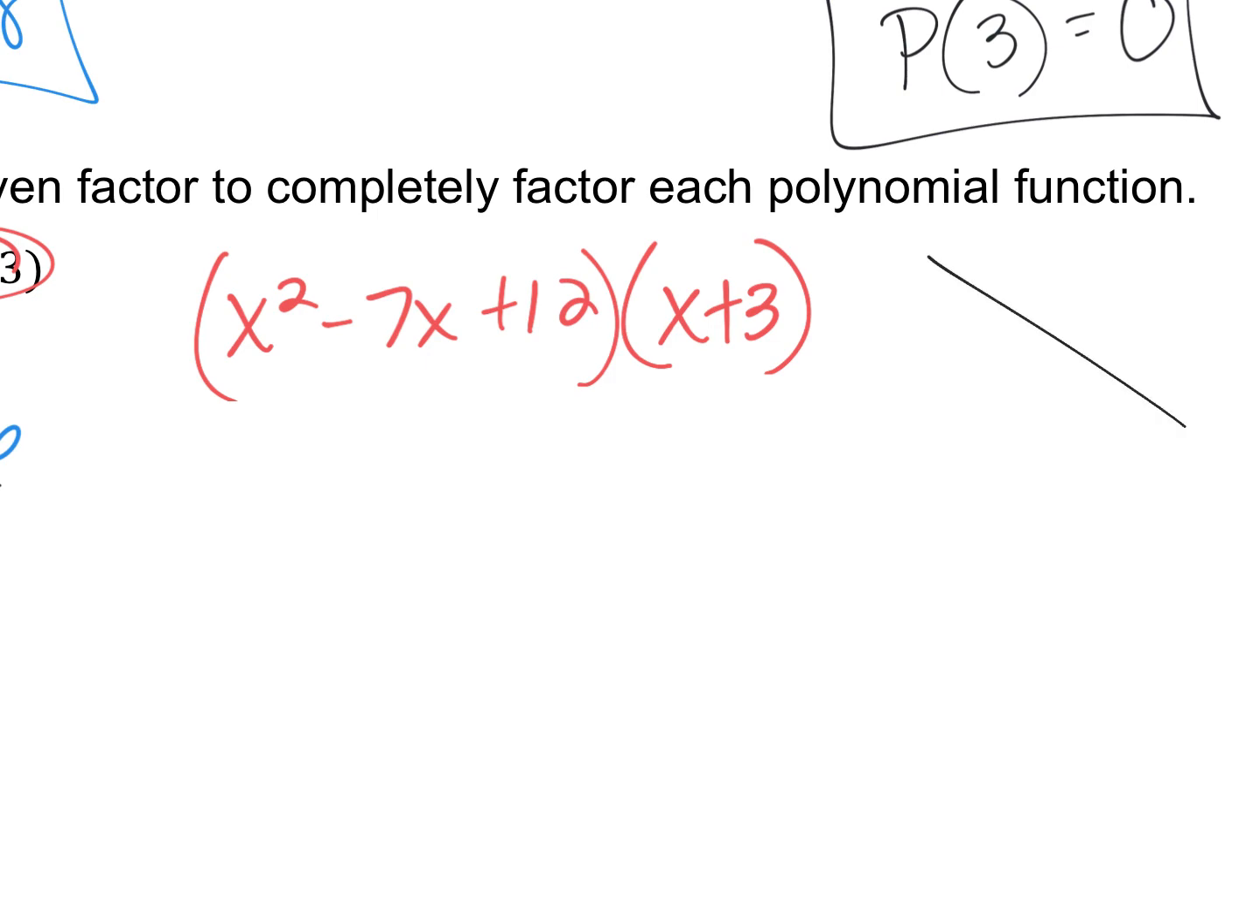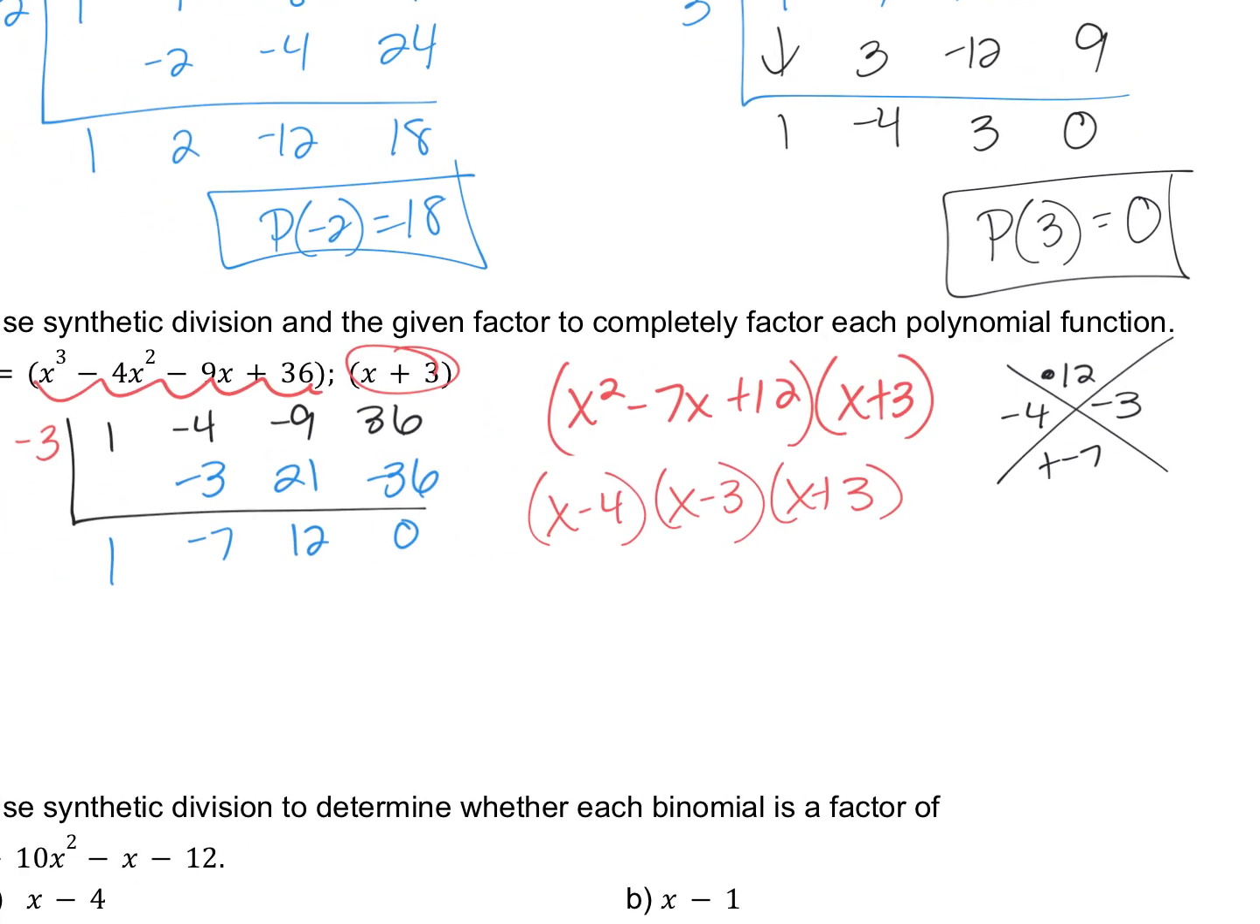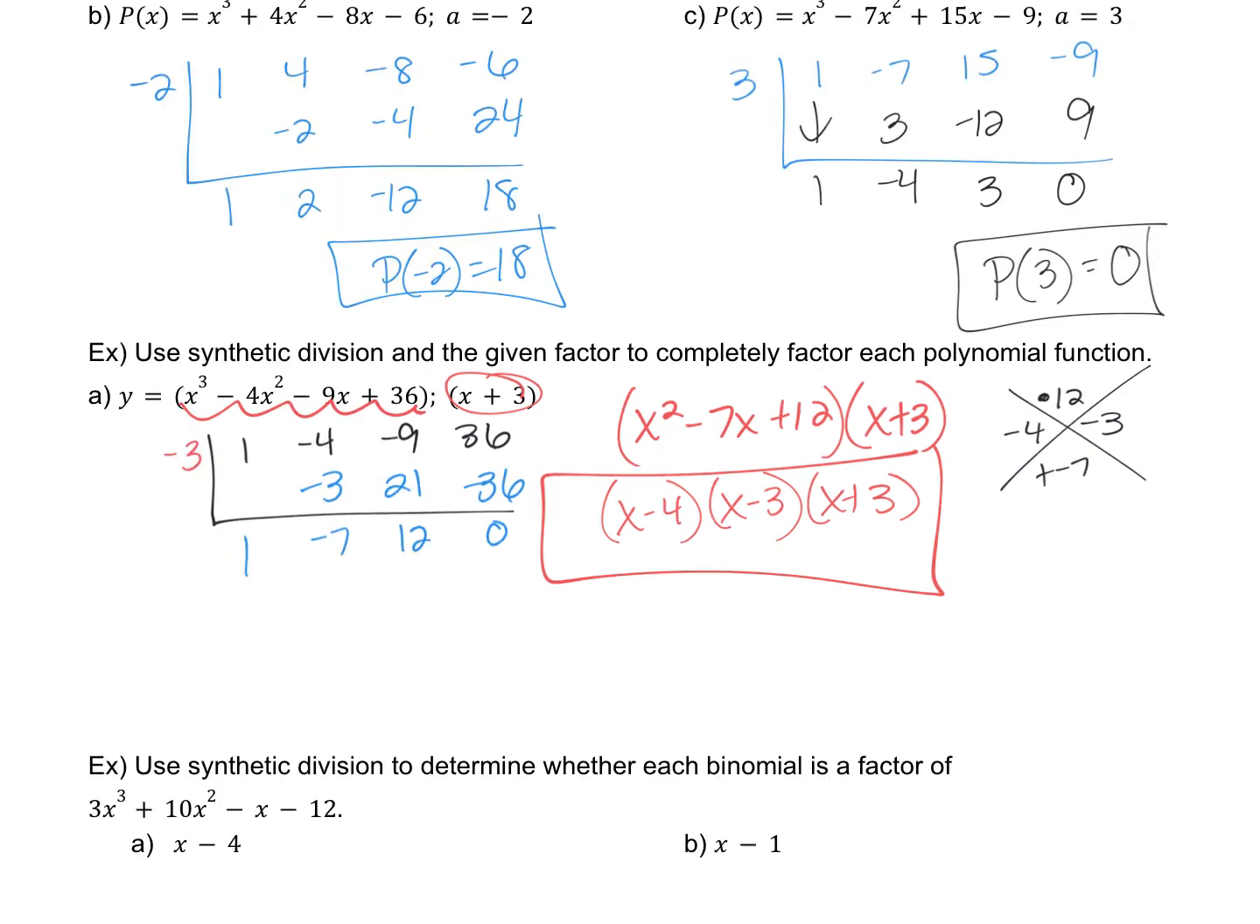So let's try the trinomial thing. Hopefully it works. What multiplies to be 12 and adds to be negative 7? It looks like -4, -3. Can I use the shortcut? Yes, I can. So I've got x minus 4 times x minus 3 times x plus 3. Looks like that is in factored form. So kind of cool, right?